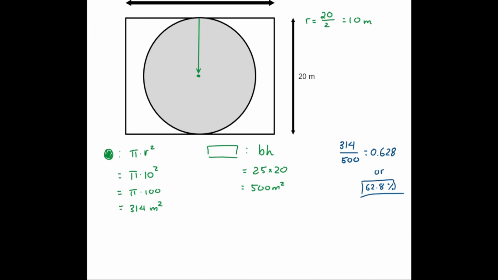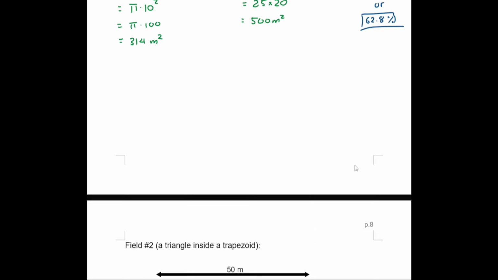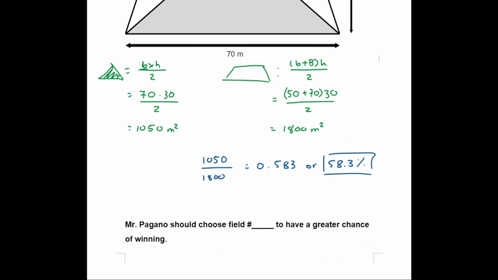Okay, so we have the probability of landing in this shaded region and the probability of landing in this shaded region. Which one is higher? It's 62.8. So we should choose, or Mr. Pagano should choose field number 1. Okay.